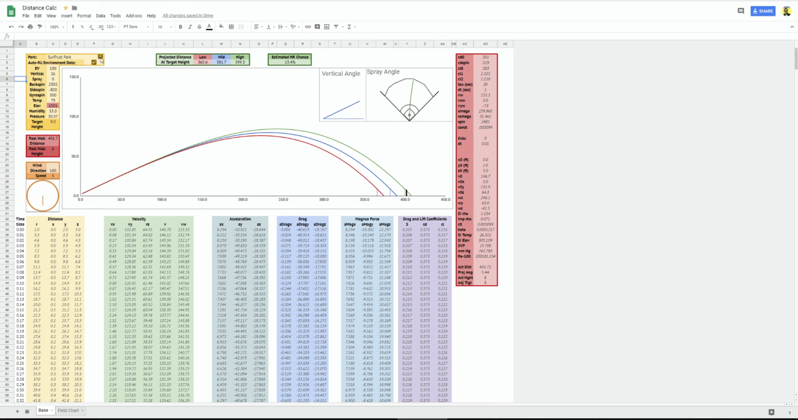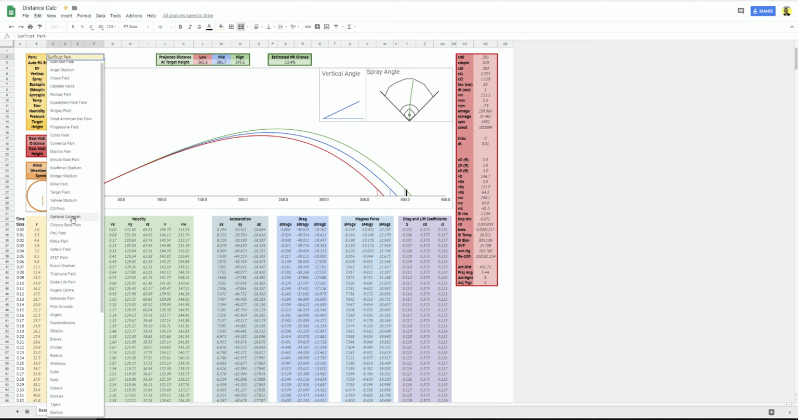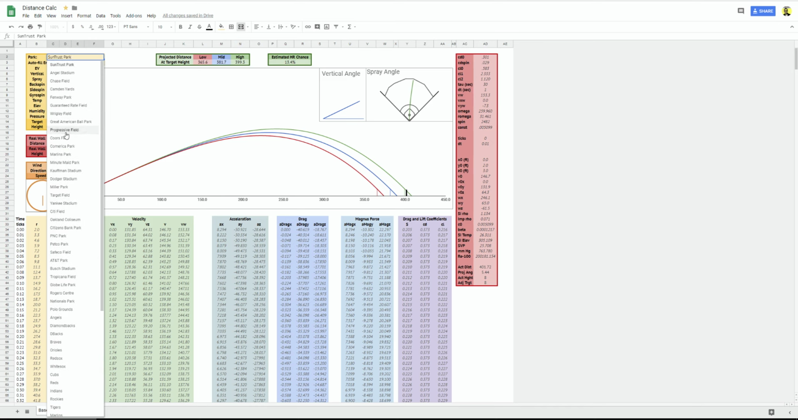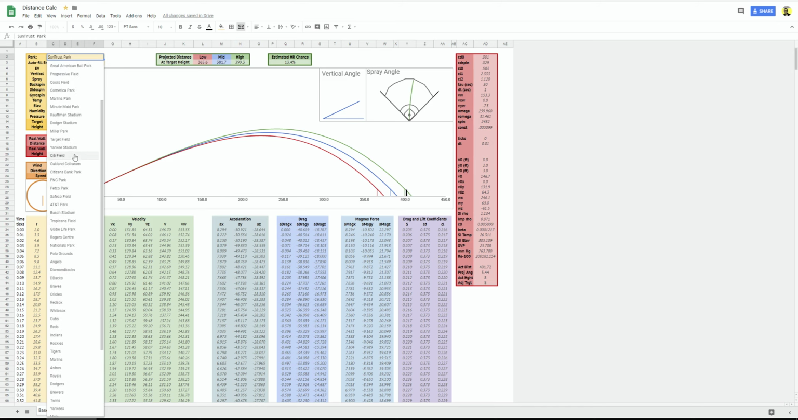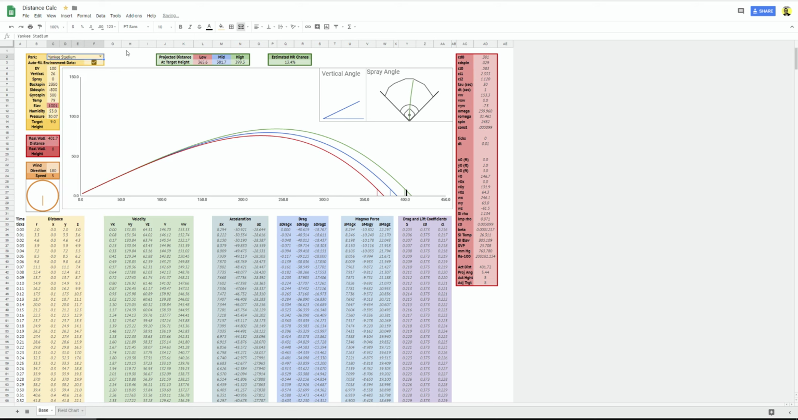Okay, so up here you can select the park you'd like to look at. You can search by either the team name or the name of the park. I have all 30 parks here plus the Polo Grounds, just for fun. I will select Yankee Stadium, just for fun. Okay. Next, you will see this autofill environment data.